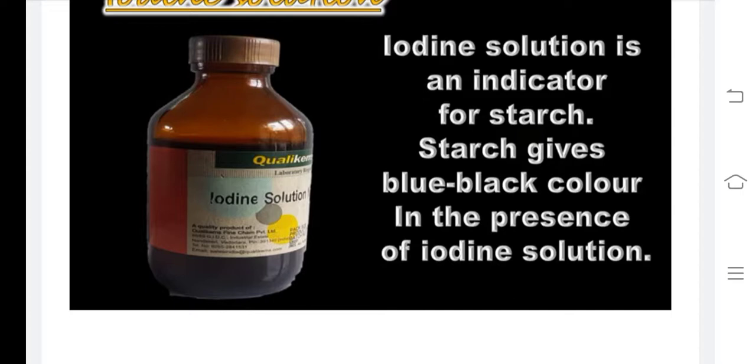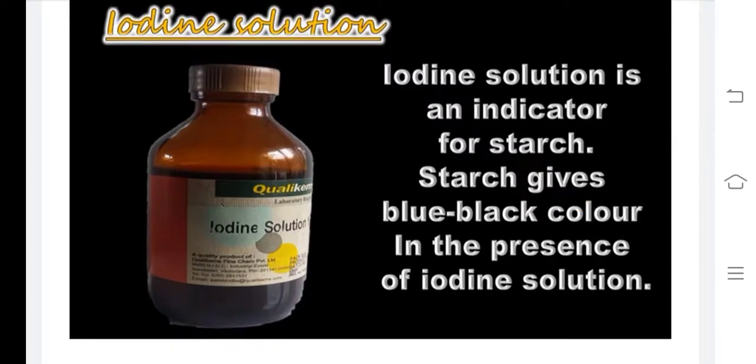What is the aim of the experiment? What is the aim, children? So, aim is to test for starch. So we can check whether our food contains starch. What are the materials required for this experiment? First, we have to prepare an iodine solution. What is that, children? It is a chemical. Iodine solution.